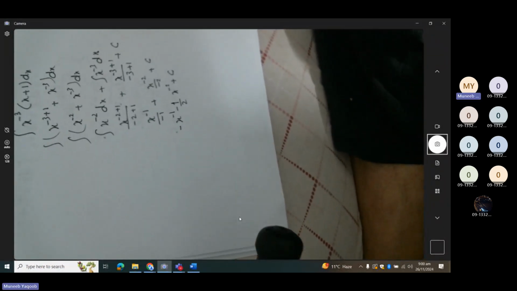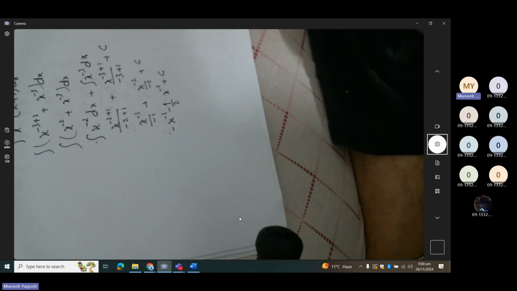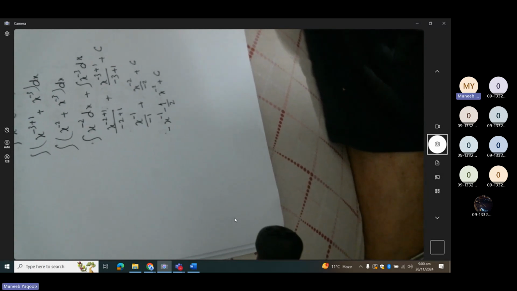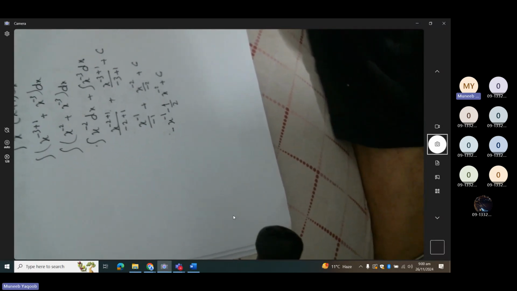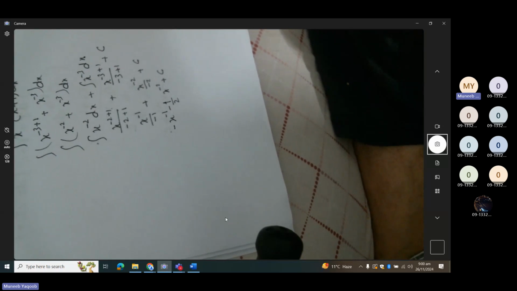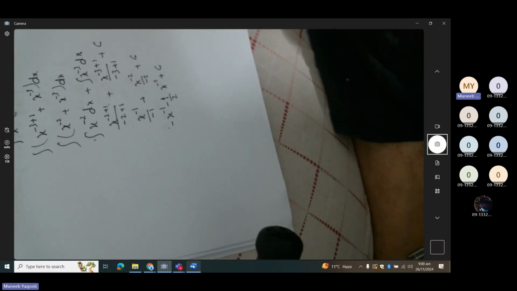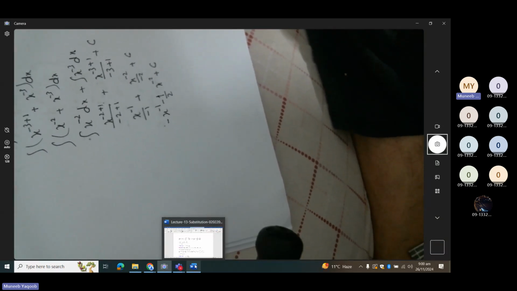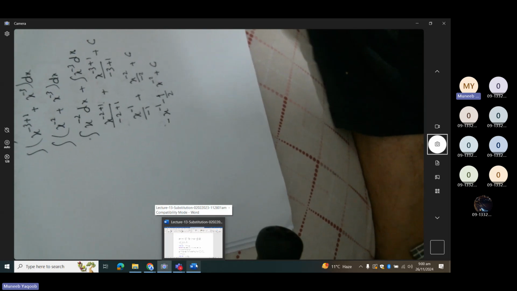So hence you can see that again it's not a very difficult task. We can easily integrate if two polynomials are multiplied with each other. So first of all, we will multiply them and then we will integrate them.